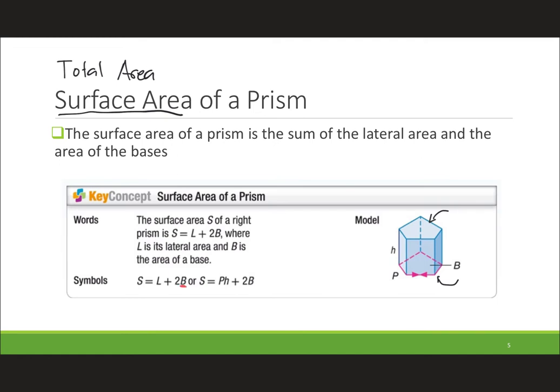Capital B here stands for the area of the base. Now we'll be using capital B and lowercase b in some of our equations. So please make sure you keep the 2 pieces different. Okay? Lowercase b indicates a piece. Okay? The base of a 2D figure. Capital B indicates the area of the base figure. Okay, so make sure when you're labeling your equations, you keep those 2 things separate in your mind and in your work.